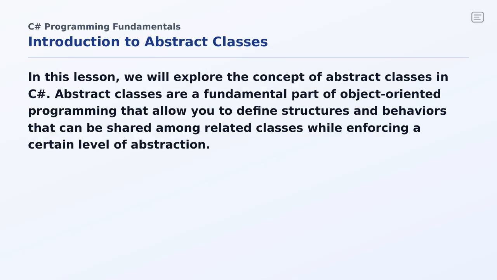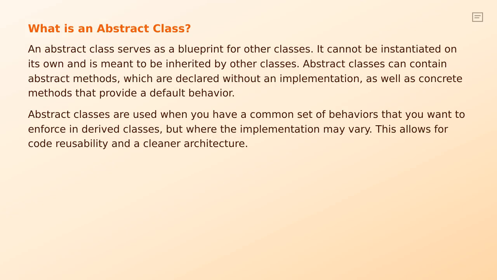In this lesson, we will explore the concept of abstract classes in C#. Abstract classes are a fundamental part of object-oriented programming that allow you to define structures and behaviors that can be shared among related classes while enforcing a certain level of abstraction. Don't worry if this feels new at first.